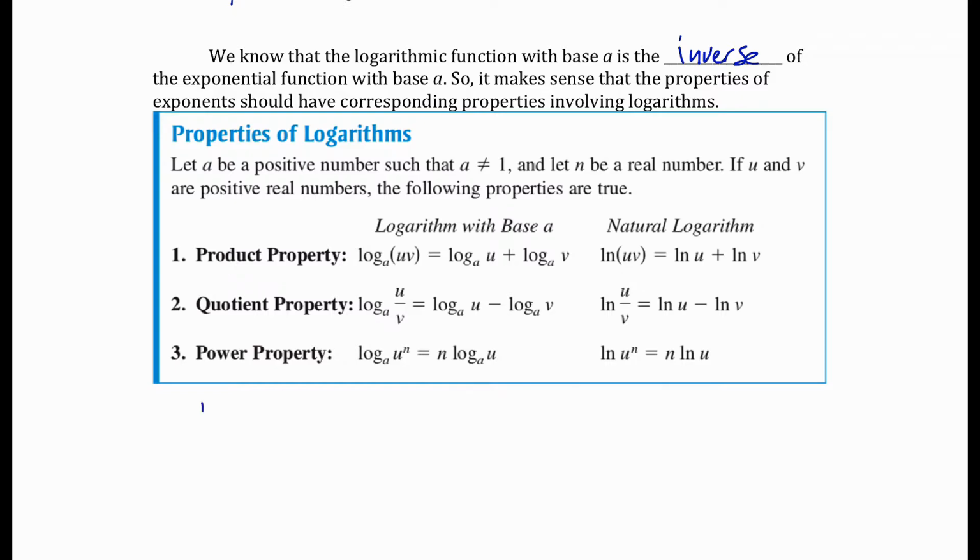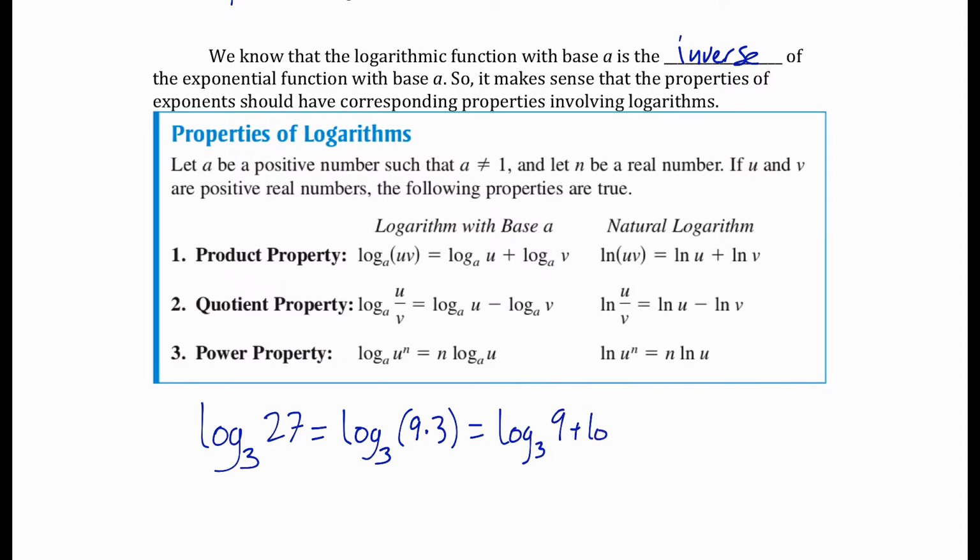So if we have log base 3 of 27. Well, that one we can kind of do in our heads. That one's just 3. But let's break it up a little bit. We could break that up into log base 3 of, I'm going to write 27 as 9 times 3. So if we split that up, it'd be log base 3 of 9 plus log base 3 of 3. Log base 3 of 9 is 2. Log base 3 of 3 is 1. So it ends up being 2 plus 1, which is 3. Now again, we could have figured that out because 3 to what power is 27? Well, that's 3. But I just wanted to show you why that property works.